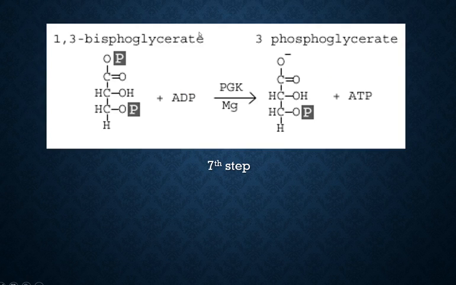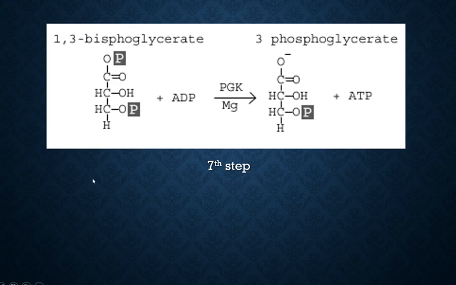So 1,3-bisphosphoglycerate goes to 3-phosphoglycerate. This is the seventh step, catalyzed by phosphoglycerate kinase, an enzyme that is named for the reverse reaction. Here 1,3-bisphosphoglycerate donates a high energy phosphate to ADP and makes ATP. This is substrate level phosphorylation. The carboxyl group of 1,3-bisphosphoglycerate is oxidized, and 3-phosphoglycerate is formed.